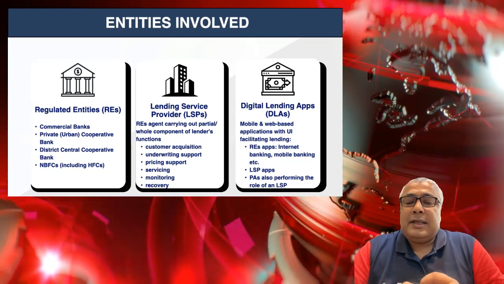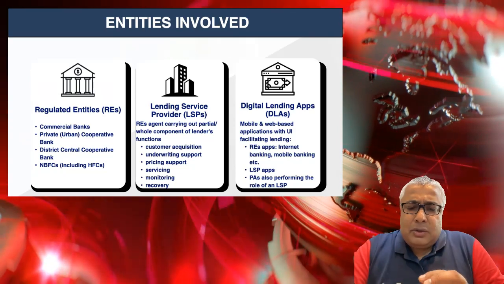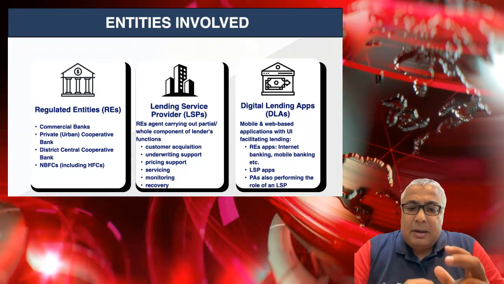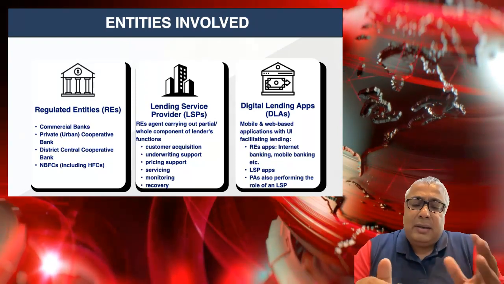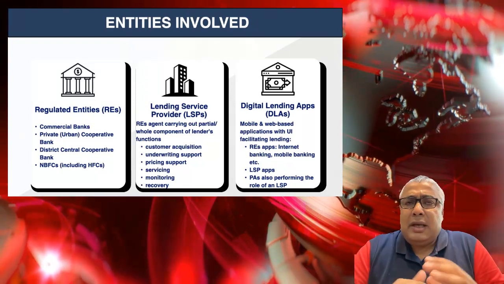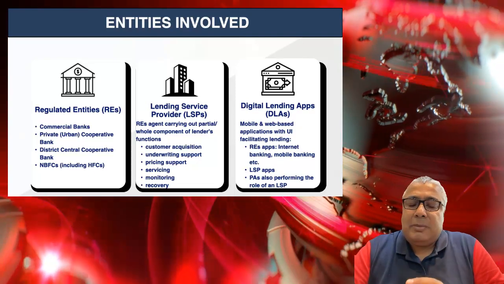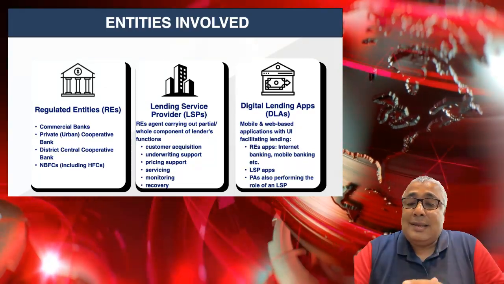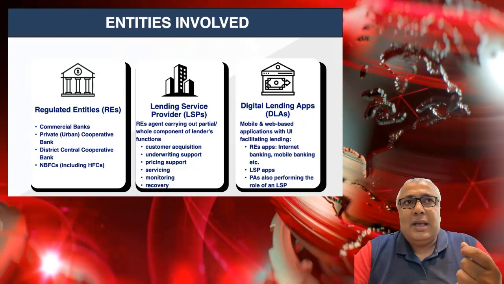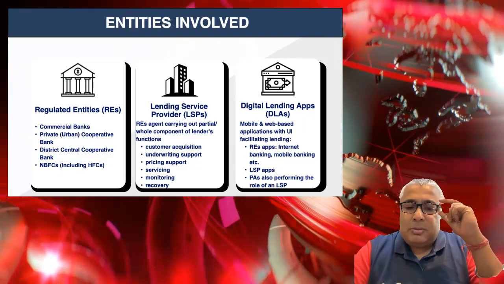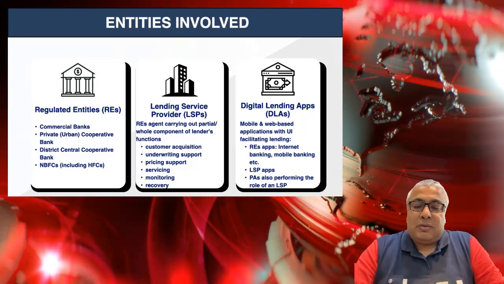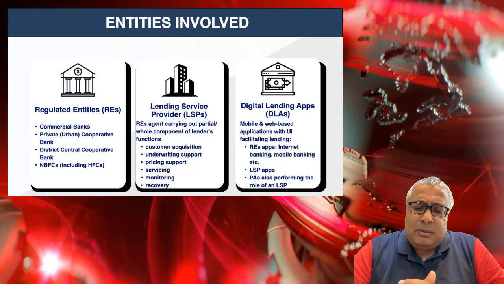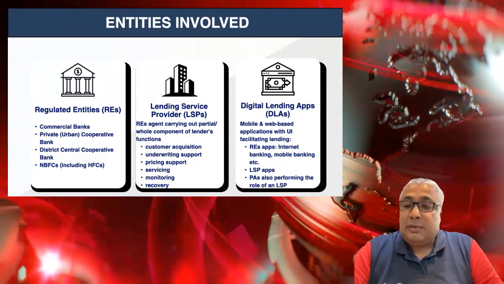Then digital lending app. This is a mobile app. Sometimes you will find that LSP and DLA are the same parties, but our regulator has defined them in a different way. Let's say you have a mobile app or a website, but you do not have an NBFC license, then you will be called digital lending apps, DLA. It means you have a normal software company, and that software company is supposed to lend. I'm very hopeful that these definitions are clear for all of you.